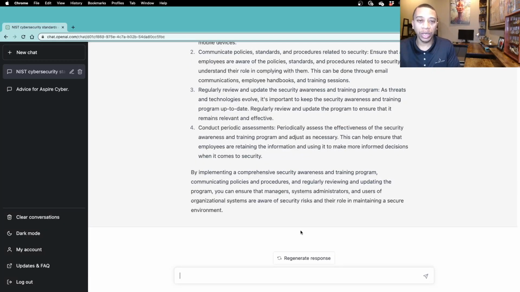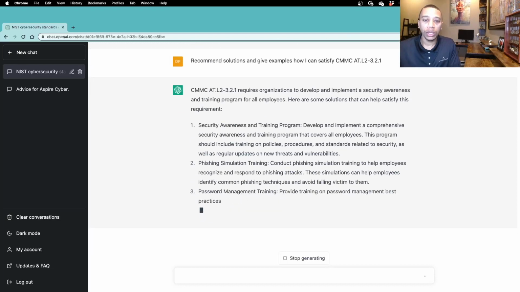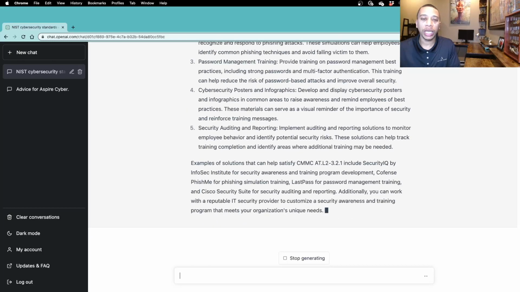Now that ChatGPT has given me an overview on how to satisfy this awareness and training practice, I want to dig a little deeper and get more specific guidance from ChatGPT. So I'm going to ask ChatGPT to recommend solutions and give examples of how I can satisfy CMMC AT.L2-3.2.1. Let's see what we get. Okay, so emphasizing again security and awareness training, phishing simulation, password management. So it's giving me more details on what the training that I create should include.